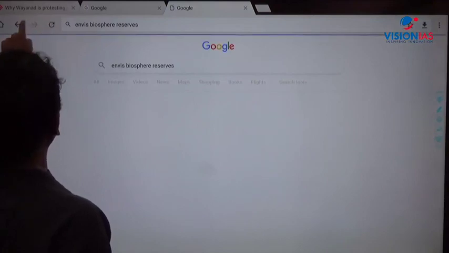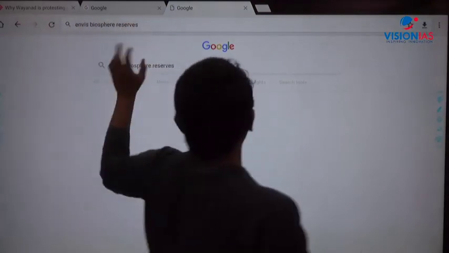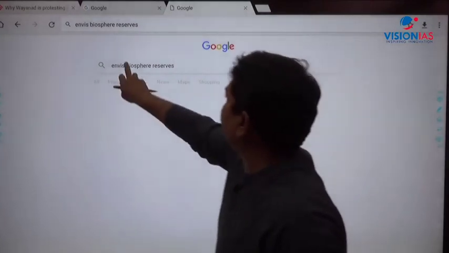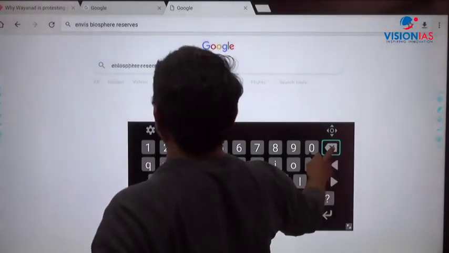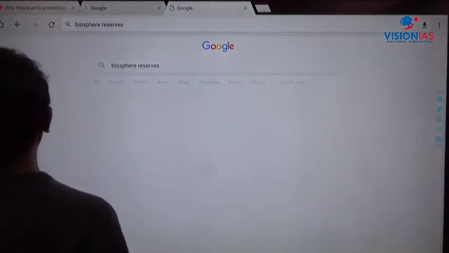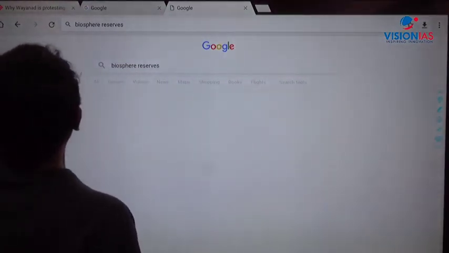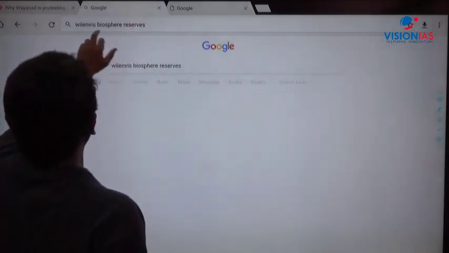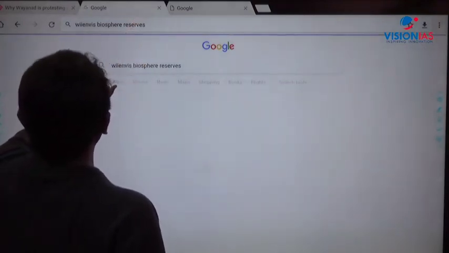What is happening here? Maybe some problem is there, but if you type Biosphere Reserve, ENVIS Biosphere Reserve, you can get the information. Some problem is there here. It's not the problem of the site. Something is there. What is happening here?